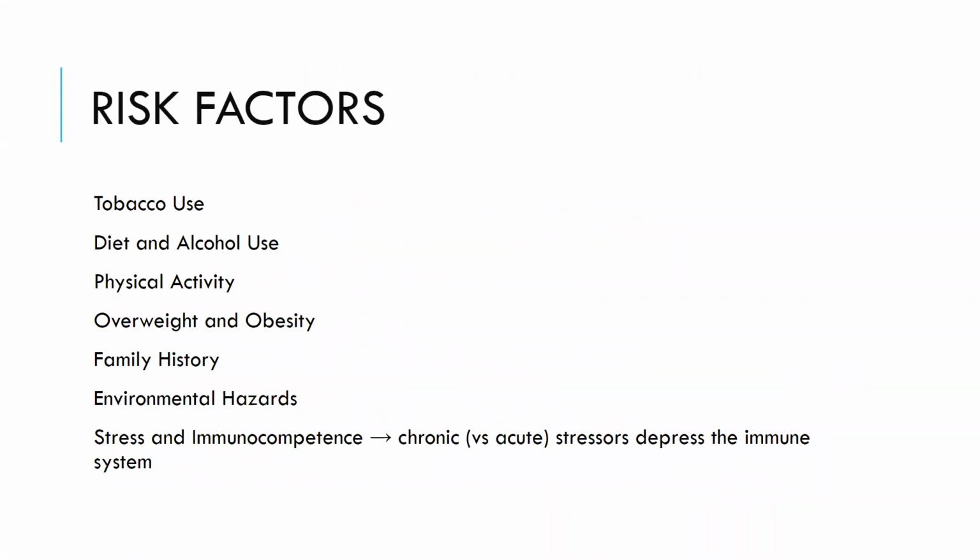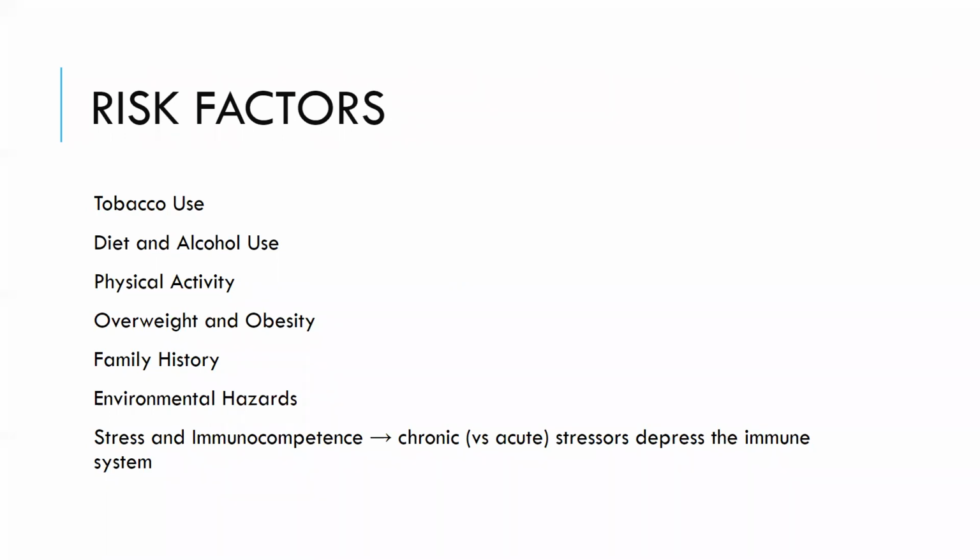More behavioral, controllable risk factors include things like tobacco use, diet and alcohol use, physical activity, weight status, family history, environmental hazards, and stress and immunocompetence. We'll talk about all of these in greater detail with the exception of stress and immunocompetence. We've already talked about stress and its impact on the immune system, so I won't rehash that.